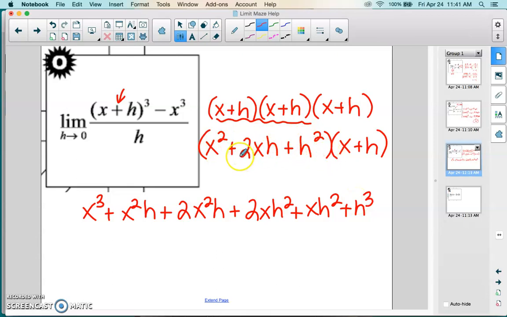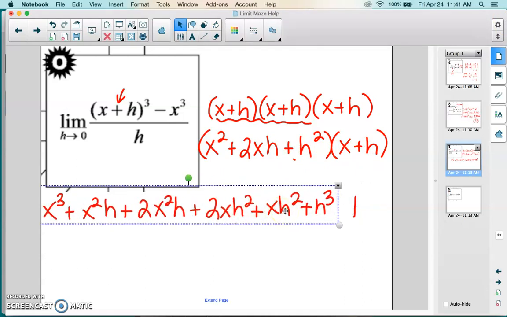X cubed should be 6 things, right? X cubed, x squared h, x squared h. I think I got it. Okay, that's an h. So you have all this stuff. That's what you get when you multiply x plus h quantity cubed.